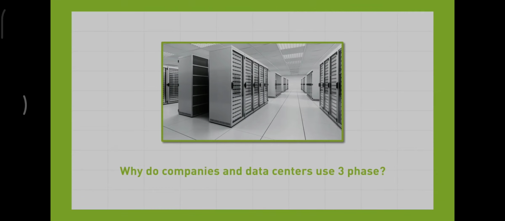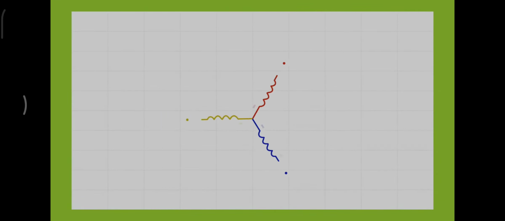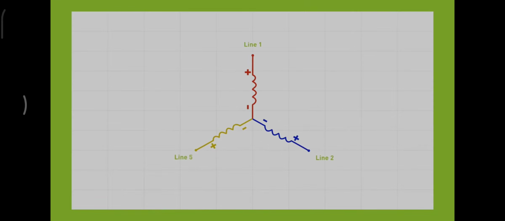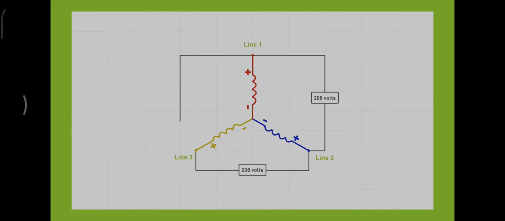Last topic I'll talk about in this video is why do companies and data centers use 3-phase. Right now, let me give you a simple overview. For 3-phase, you connect line 1 to line 2 and get 208 volts. At the same time, you connect line 2 to line 3 and get 208 volts, and you connect line 3 to line 1 and get 208 volts.